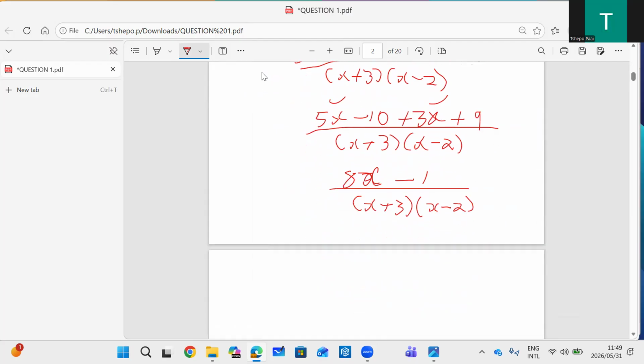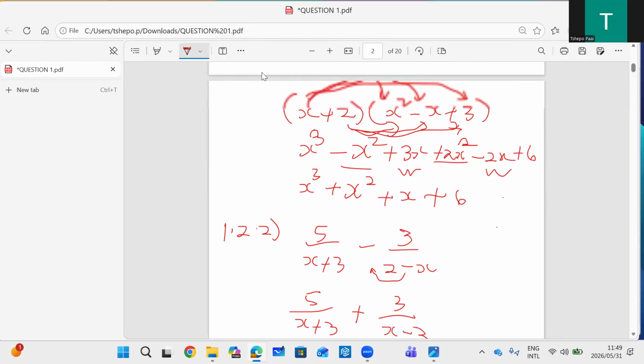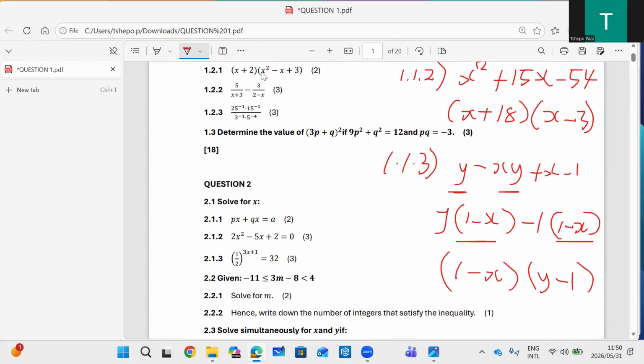Then we look at the next question. Next question is 1.2.3. Let me go up so that you can also see it. 1.2.3: 25 to the exponent minus 1 times 15 to the exponent minus 1 all over 3 to the exponent minus 1 times 5 to the exponent negative 4.